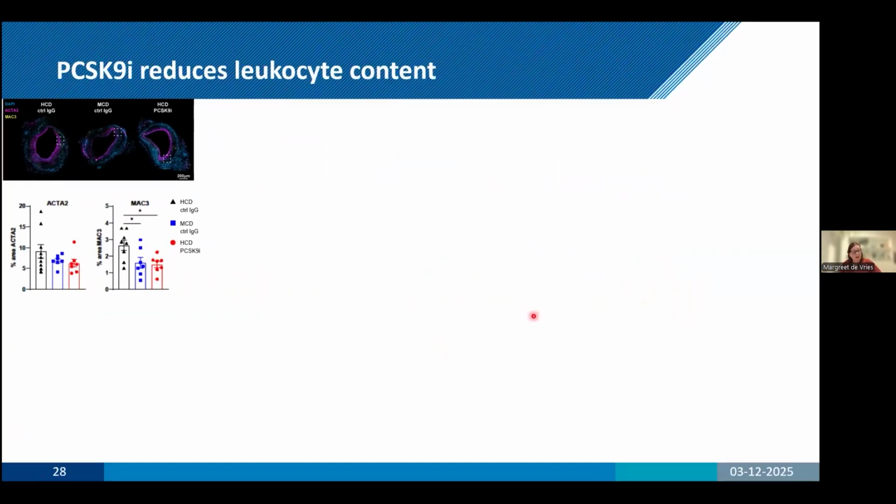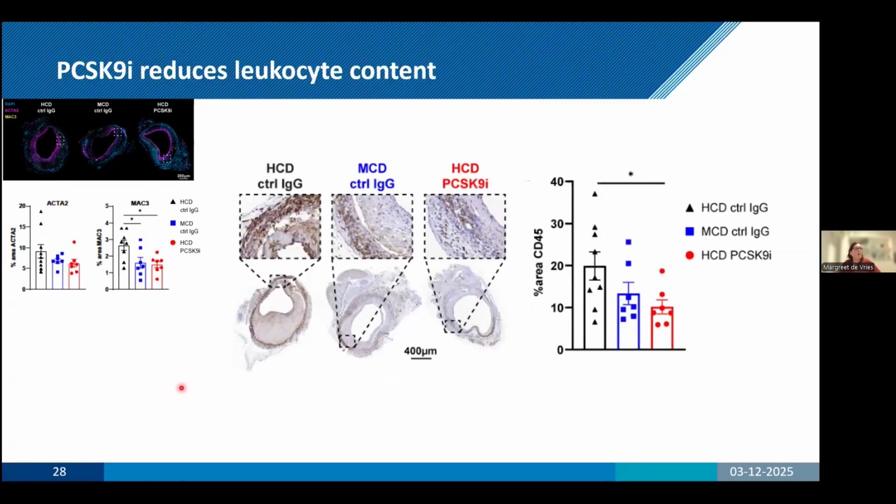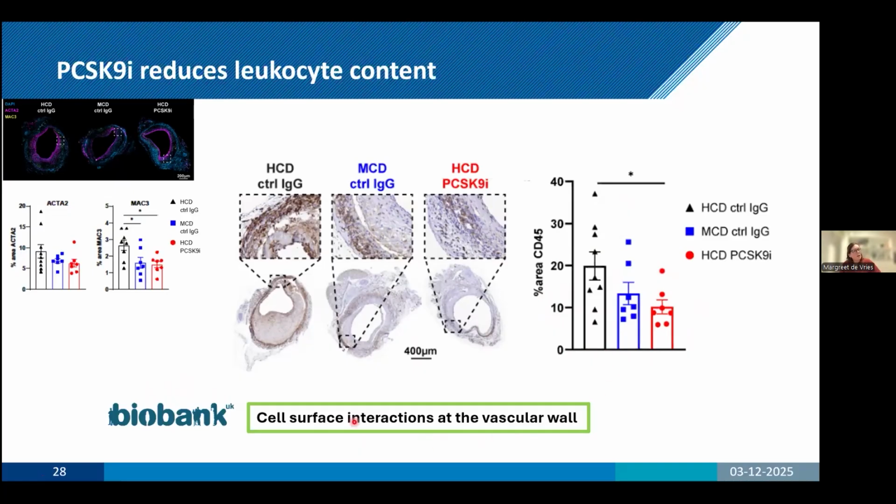Since macrophages are only one form of inflammatory cells, we also looked at the total number of leukocytes infiltrating in the vessel wall, and we could see that we had a significant difference compared to the high cholesterol diet group with PCSK9, whereas this difference was not significant in the mild cholesterol diet group. So these effects of these immune cells could be seen as a form of cell surface interactions at the vessel wall, which we found in the UK Biobank.